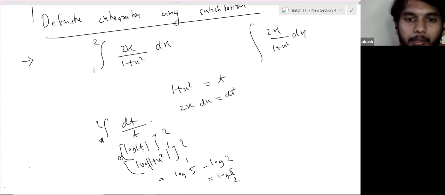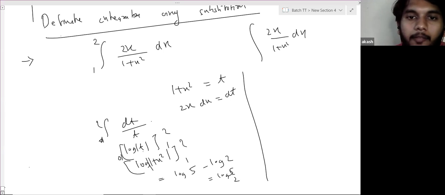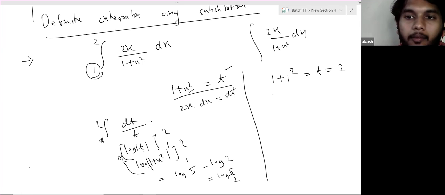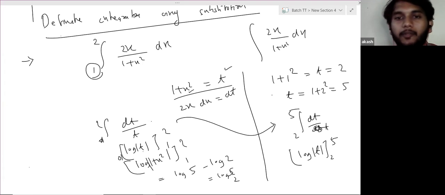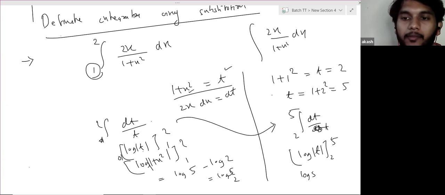This is one method, where you use substitution, then put the values back and put the limits. What is the other way? If you substitute 1 plus x squared as t, then when the lower limit is 1, the value of x is 1, so what will be the value of t? 1 plus 1 squared, which is 2. And when x is 2, t will be 1 plus 2 squared, which is 5. So you can directly change the limits here also. dt by t, from 2 to 5. So this is log mod t, 2 to 5. You can put the limits directly. You do not have to change the value of t back to 1 plus x squared. So this will be log 5 minus log 2. So log 5 by 2. The answer will always be the same.